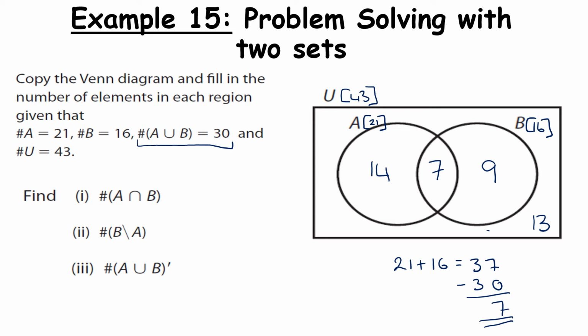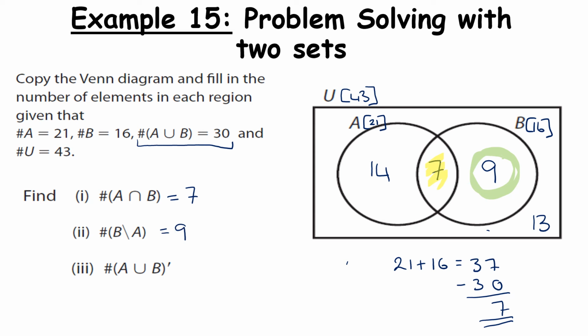So now they ask, what is the cardinal number of A intersection B? And that's this number here. So the answer is 7. What is the cardinal number of B take away A? So it just leaves me this bit here because the whole circle of A is gone. So that leaves me with 9.